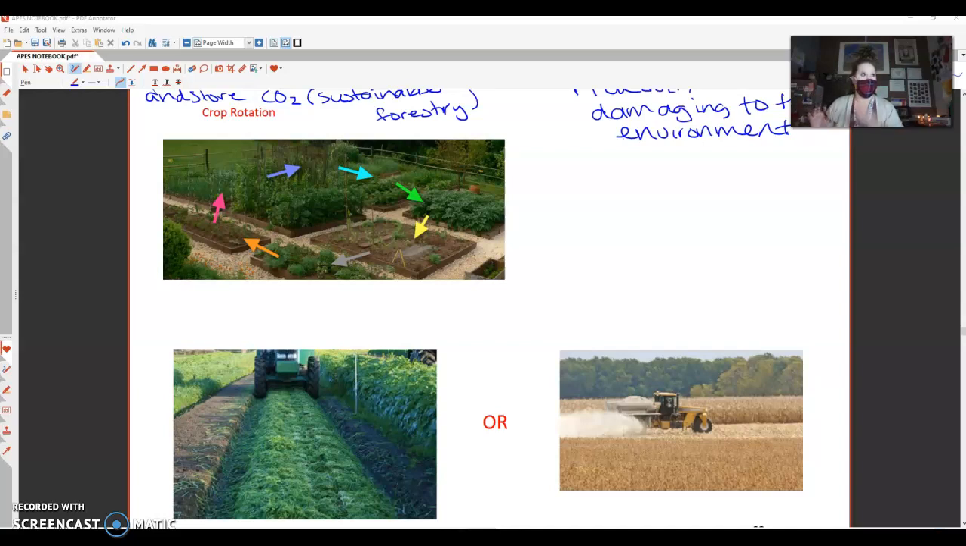Okay, so let's move on to crop rotation. All right, so this picture perfectly explains crop rotation. You're just moving crops in a circle. You're rotating where they grow every growing season.